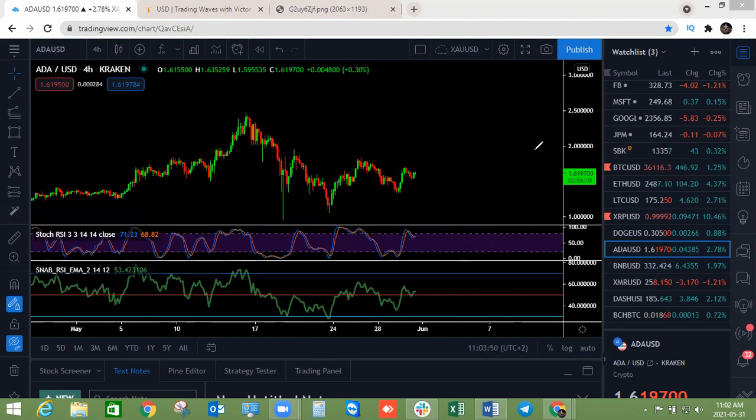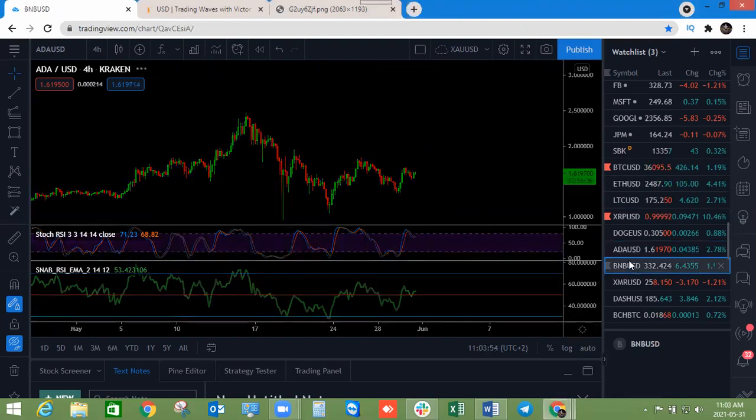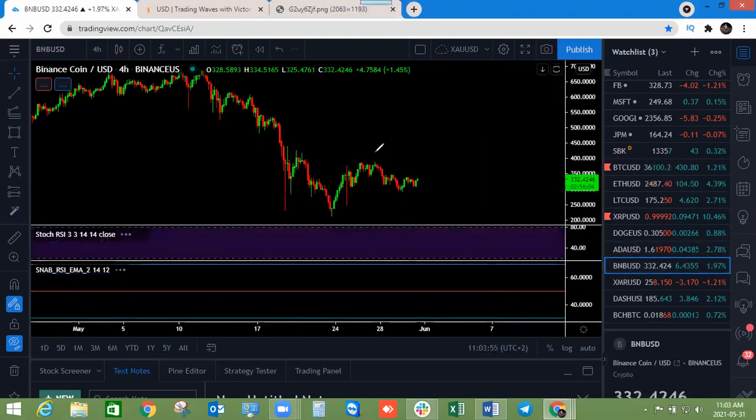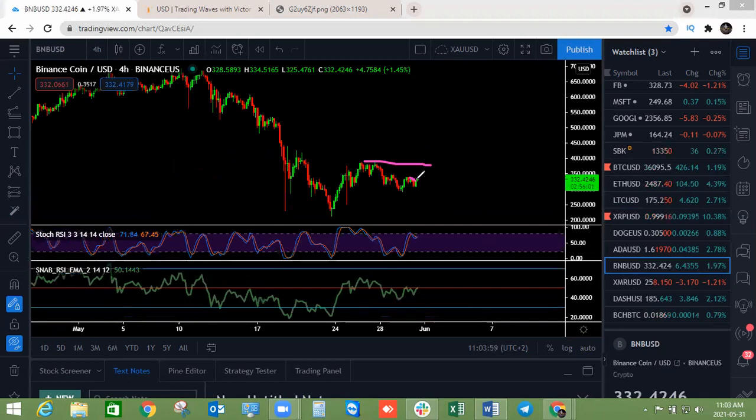I'm not going to go through the rest. The rest of the structures are similar. If you look at all of them, they're making a similar structure. We just want to see if they're going to come and retest these recent highs here. This is Binance. We could have that. One more. Let me just do it clearly here.